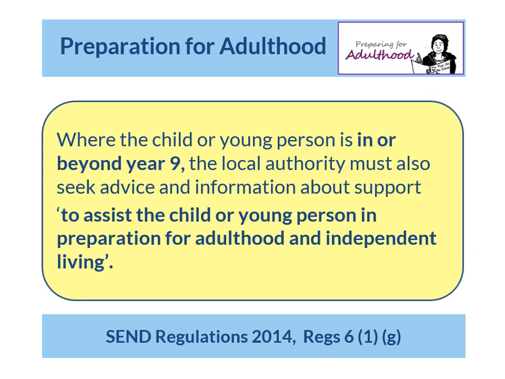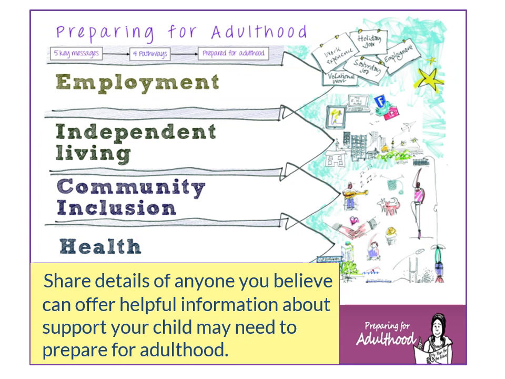In addition, where the child or young person is in or beyond Year 9, the local authority must seek advice and information about support to assist the child or young person in preparation for adulthood and independent living. So you can tell the local authority of any person who you believe has helpful information to share regarding the support your child may need to help them prepare for the 4 pathways to adulthood.